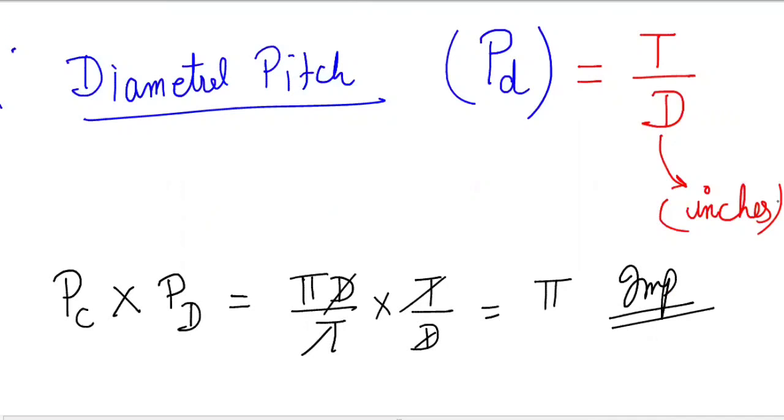There will be options like 1, 0, pi, none of the above. So if you know the definition, then you can attempt it within a fraction of a second, right?